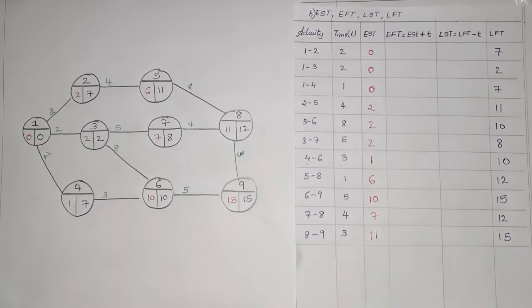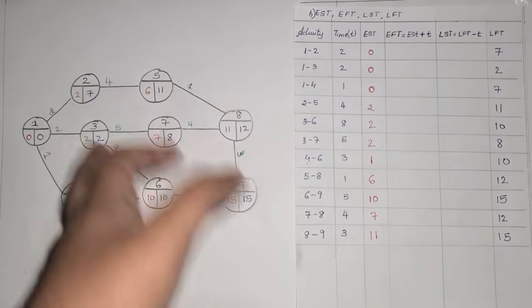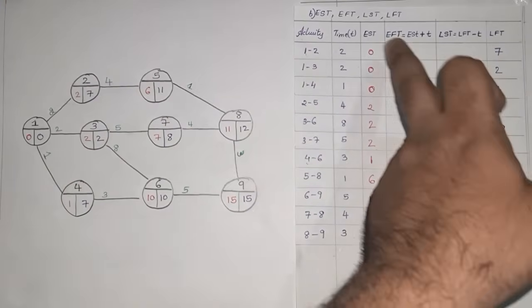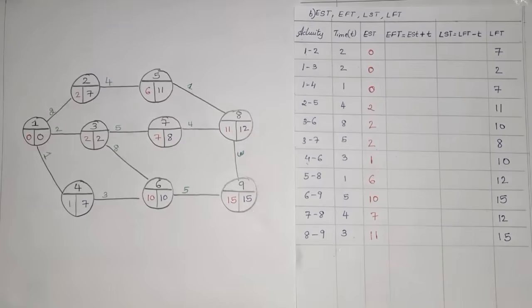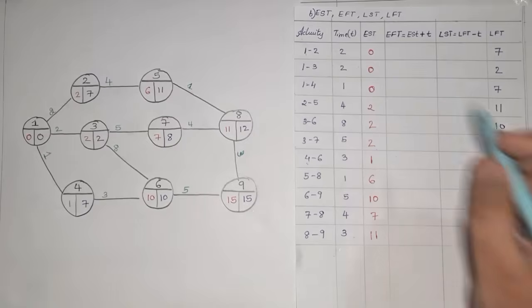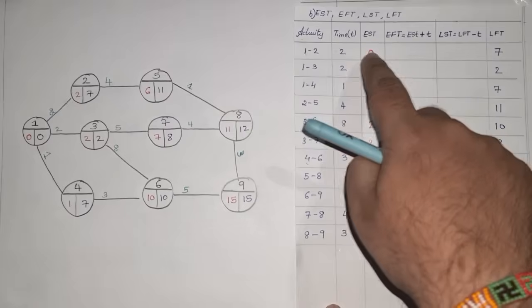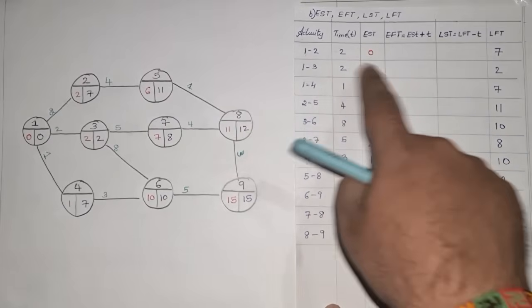So for the early start time, look at the first value of the activity, whatever is the earlier time we noted down. For the latest finish time, look at the second value, and according to that we note down those values. Now let us go ahead. We need to find the earliest finish time, that is nothing but early start time plus the duration which is given. So we just need to add them.